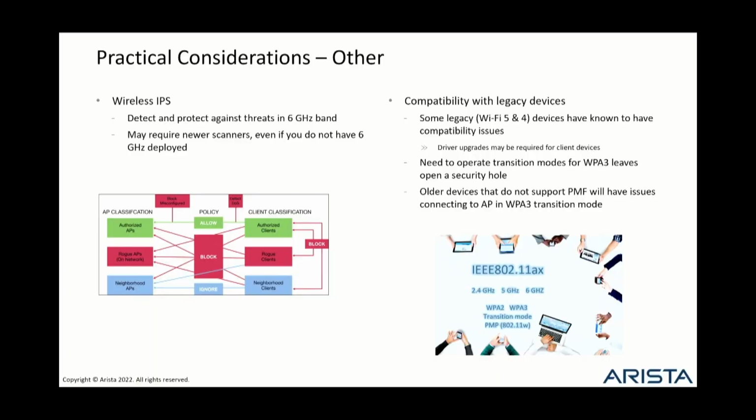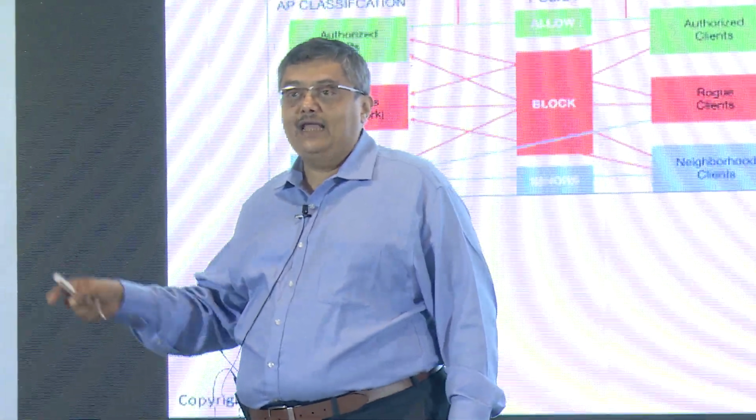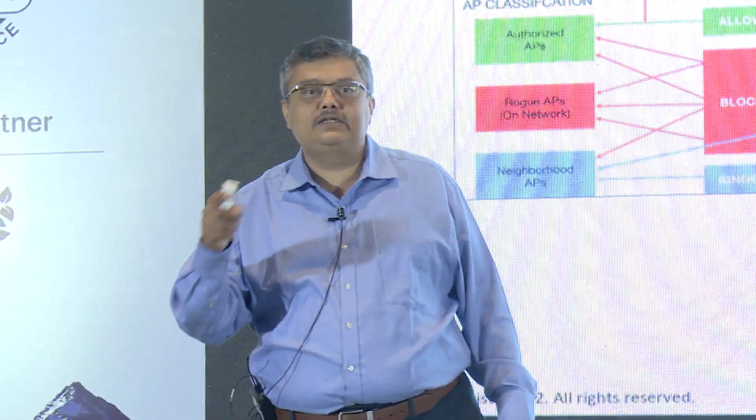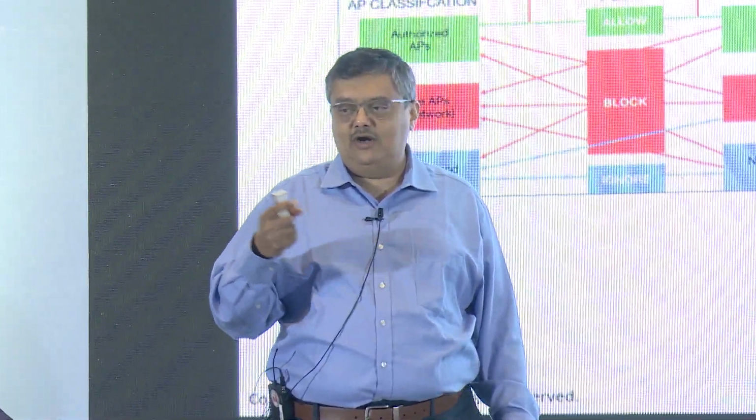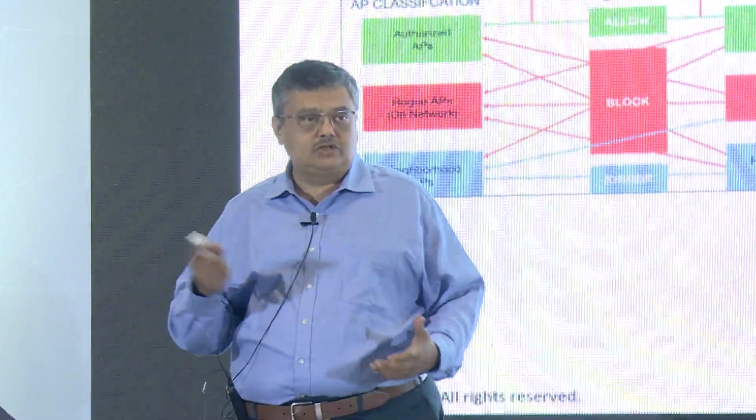The other consideration that becomes key is that with the 6 gigahertz band being available now, people have to protect themselves from a wireless IPS perspective for the 6 gigahertz band as well. Which means that you need to scan the 6 gigahertz band for rogue APs. Ad hoc connections are not really required, but there will be misassociations that happen.